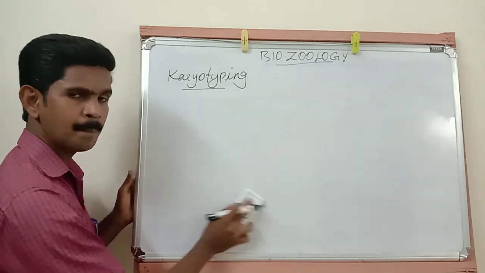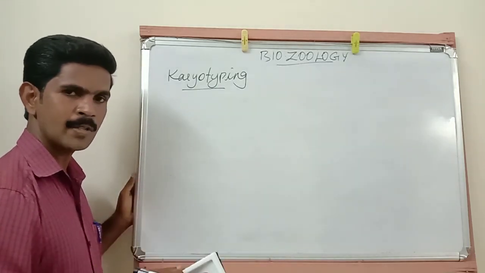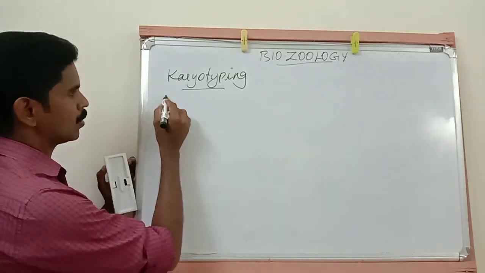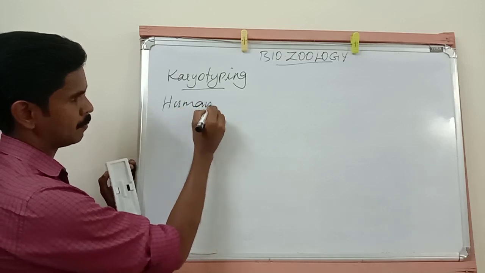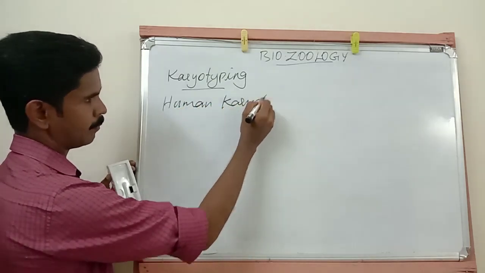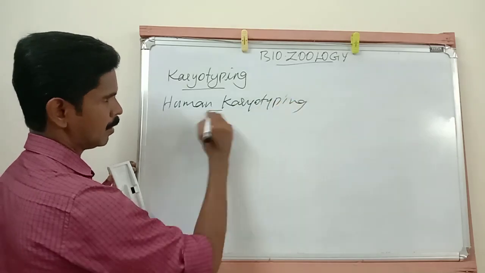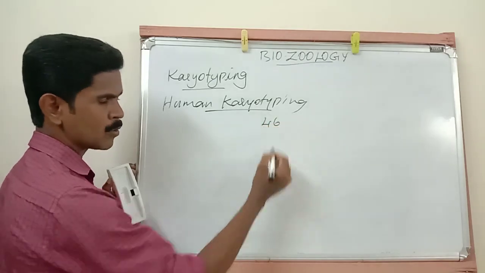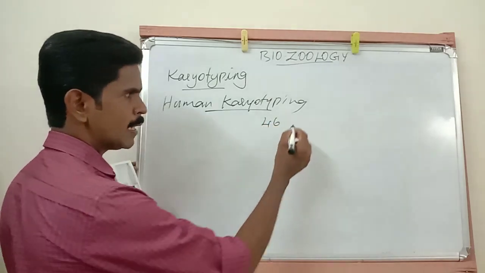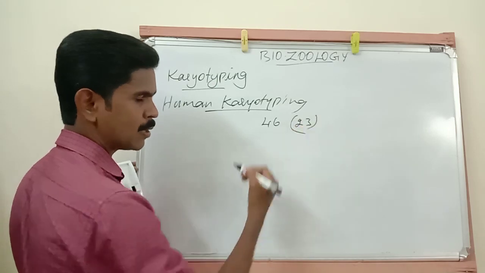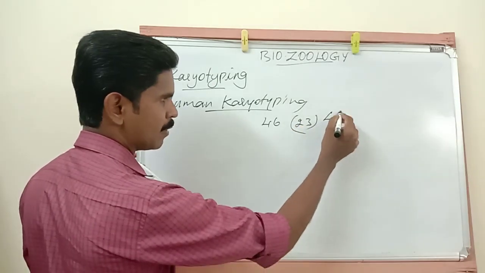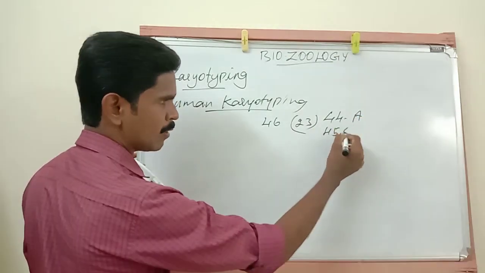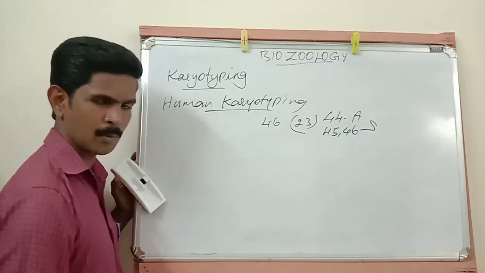So now we completed karyotyping, the preparation of karyotyping, and the applications of karyotyping. Then next one is human karyotyping. Listen very carefully. Totally 46 chromosomes are present in our cell, and all these 46 chromosomes are arranged in 23 pairs. The first 44 chromosomes are called autosomes, and the 45th and 46th chromosomes are called sex chromosomes.